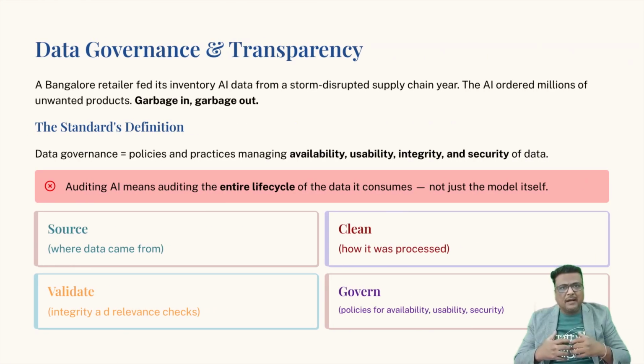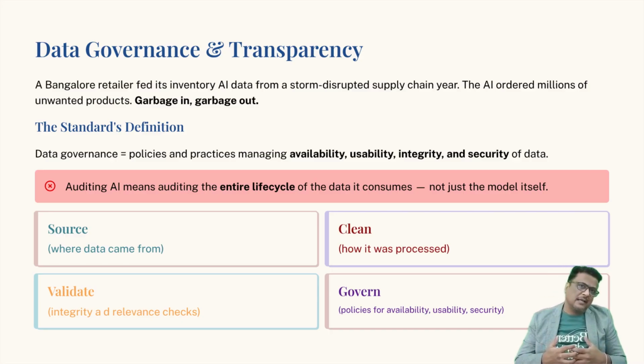Imagine a retail giant in Bangalore using AI to forecast inventory for the upcoming festival season. They fed the AI data from a year when the supply chain was totally broken due to a freak storm. Because the AI took that bad data as gospel, it ordered millions of products that nobody wanted, costing the company millions. This is a classic case of poor data quality leading to a strategic failure.